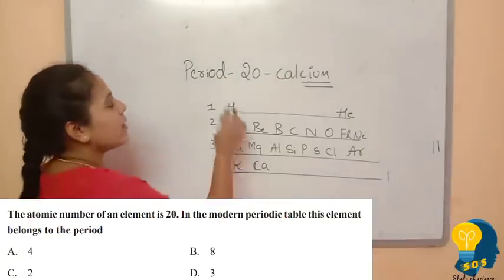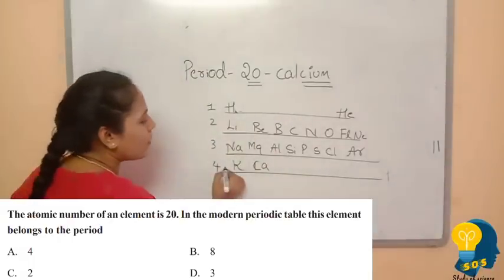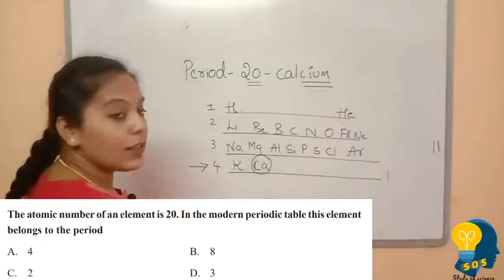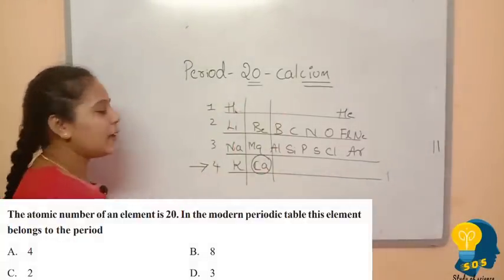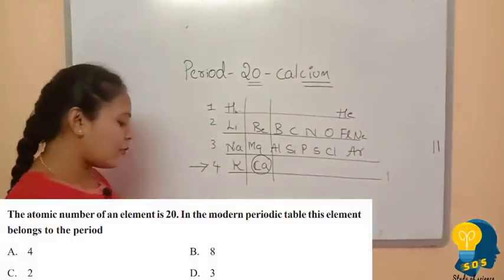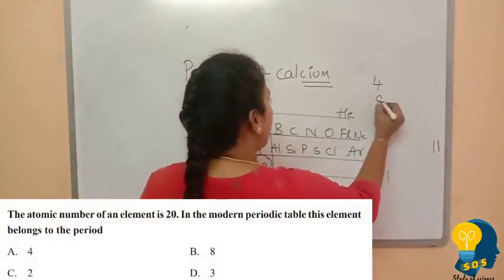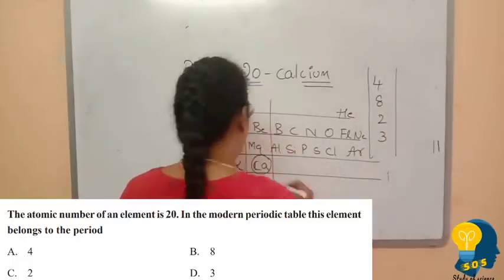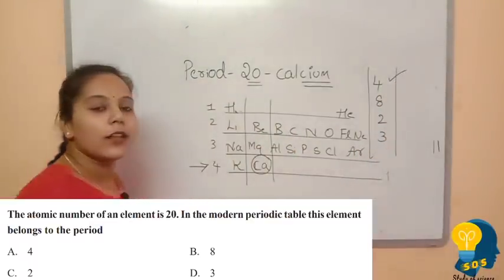So the question is, the element whose atomic number is 20 belongs to which period? You can observe here it belongs to the fourth period. In the fourth period, we have calcium. So when they ask to which group it belongs, you can also say that it belongs to the second group. It is in the second group and also in the fourth period. The options they have given here are option A 4, option B 8, option C 2 and option D 3. The correct option is option A, 4, because it belongs to the fourth period.